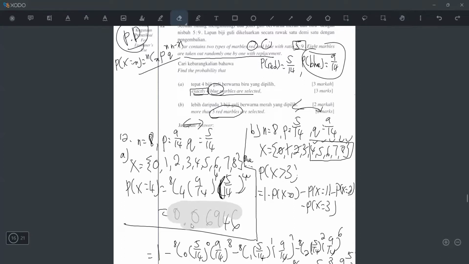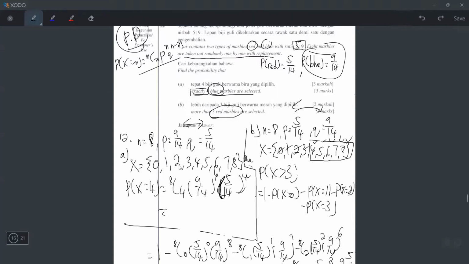So I will erase it and I'll take it again. 8C4 times bracket 9 over 14 close bracket power 4 times bracket 5 over 14 close bracket. Okay, it's 0.1945. Yeah, that's perfect.